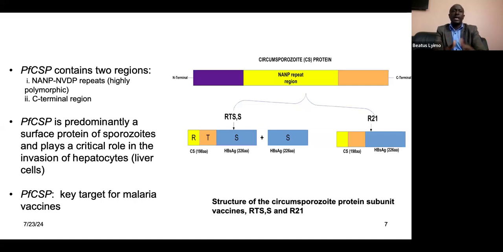In natural conditions, it's important to know that PfCSP contains 2 regions: the one which has the amino acid repeat, which is highly polymorphic, and the C-terminal region. This PfCSP is the predominant surface protein of the sporozoite, and it plays a crucial role in the invasion of hepatocytes, or the liver cells. So this makes this gene a key target for a malaria vaccine.